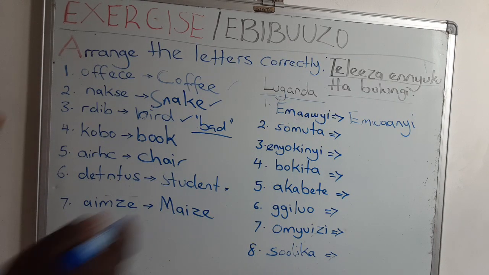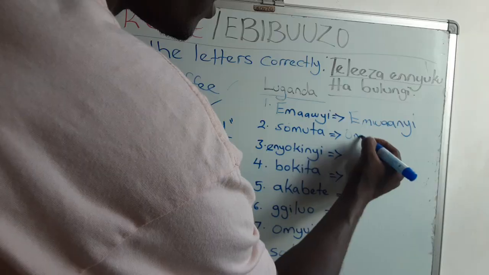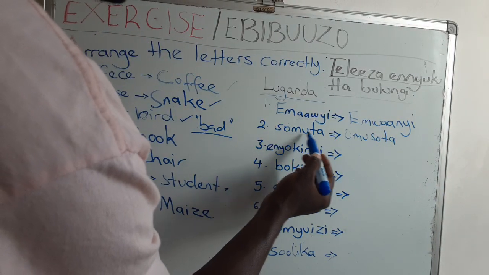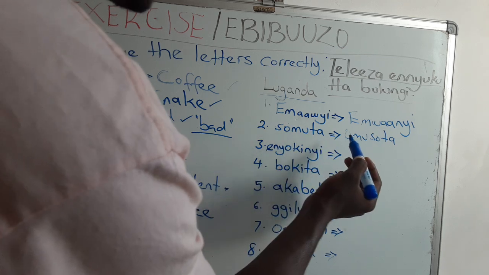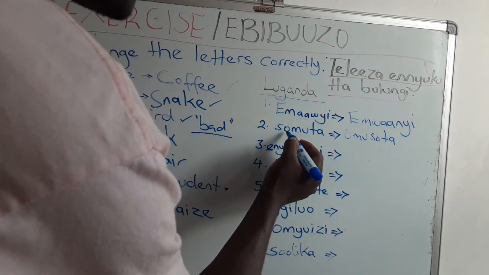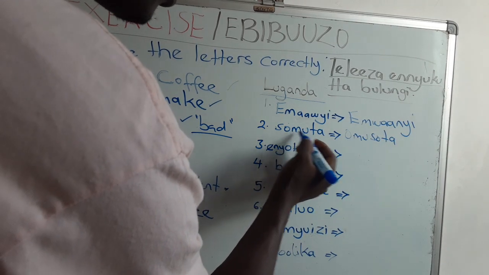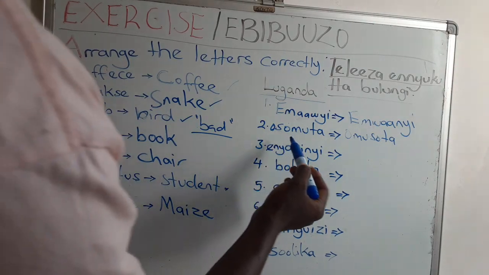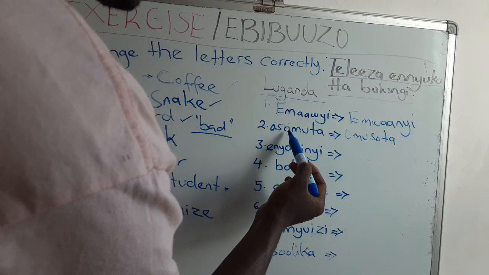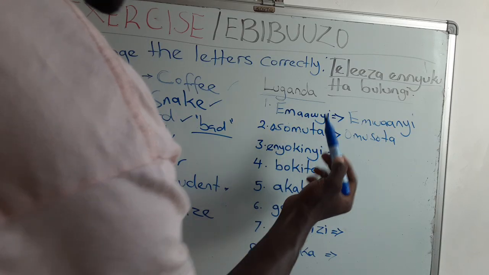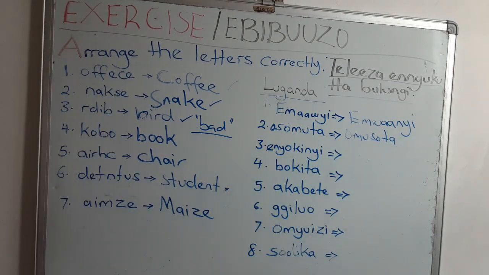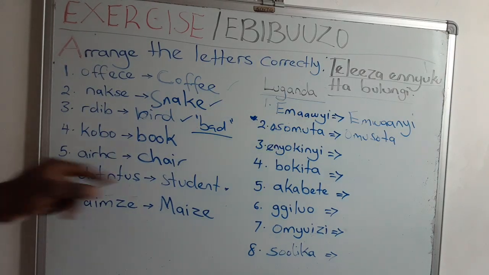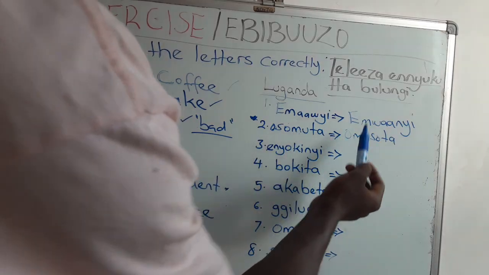Number 2, omusota. So number 2 was omusota. I forgot one letter, so it was supposed to be omu. Sorry, it was an error here. So it was supposed to be omu, sota. Yeah, omu, sota. So this one had to be corrected. Number 2. So number 2 was omu, sota.